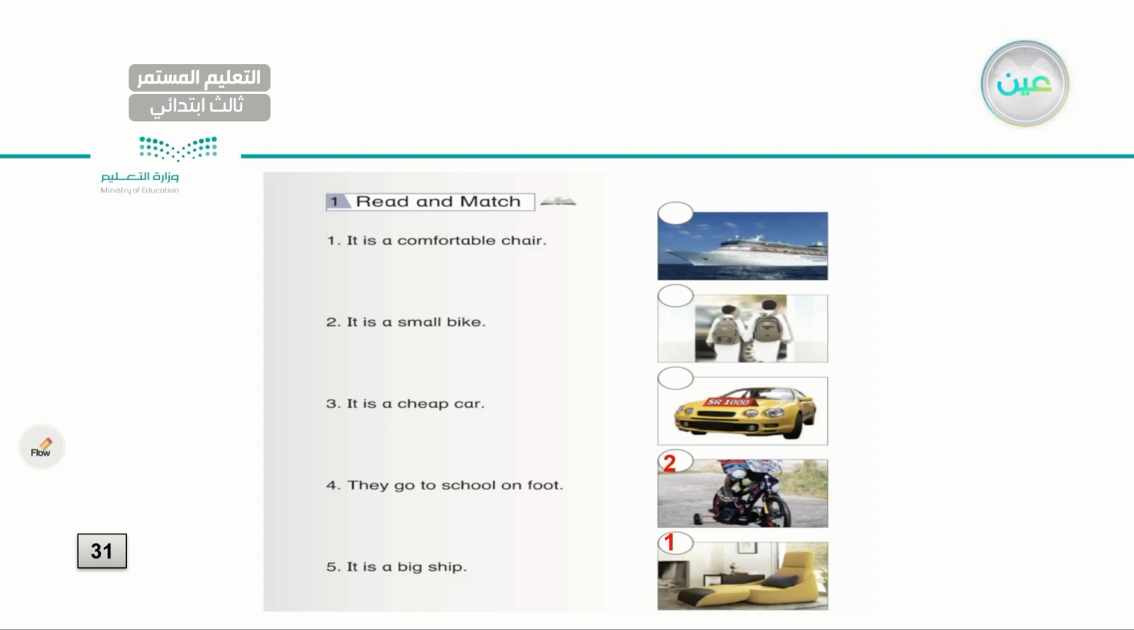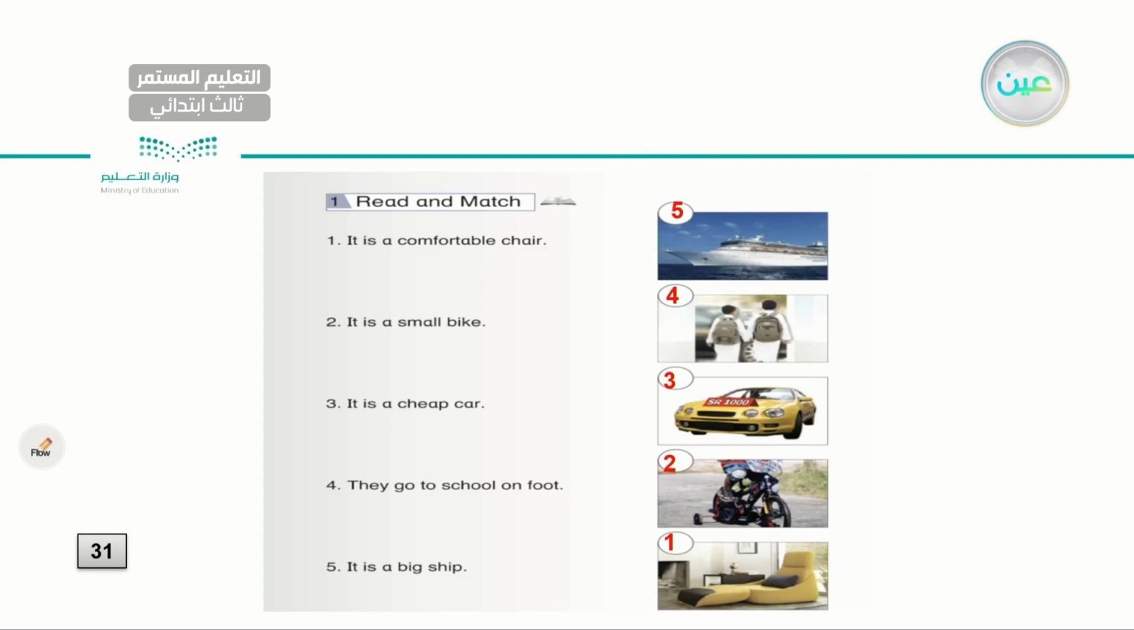It is a cheap car. It only costs 1,000 riyal. So this is the cheap car. They go to school on foot. So they, I must have plural. 2 boys, 2 girls, or maybe more. That is number 4. They go to school on foot. And for the last one, it is a big ship.